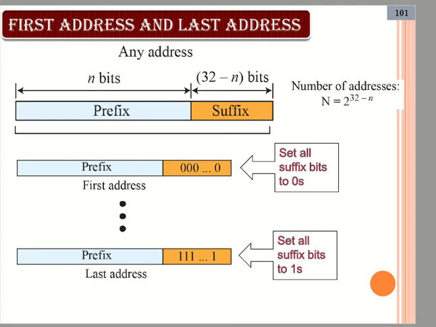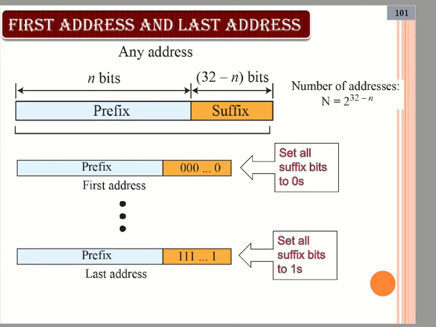I repeat, whenever one particular address is given, at the end /n will be given, and that n indicates the prefix length. The total bits in the given address is 32, so the remaining 32 minus n bits we call the suffix. If you make all the bits in the suffix equal to 0, then it will be the first address of that particular block in the case of classless addressing.